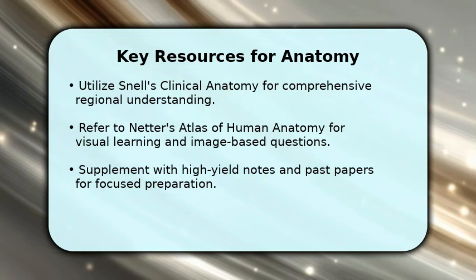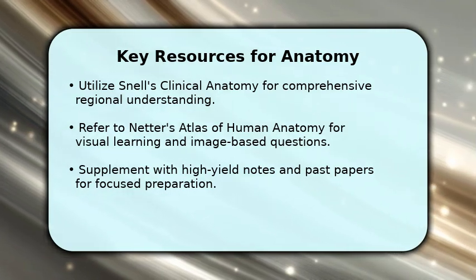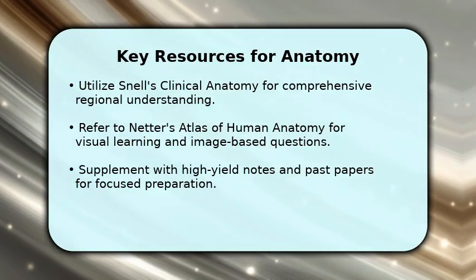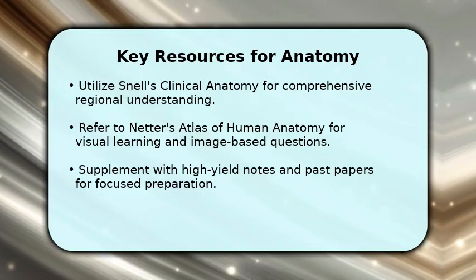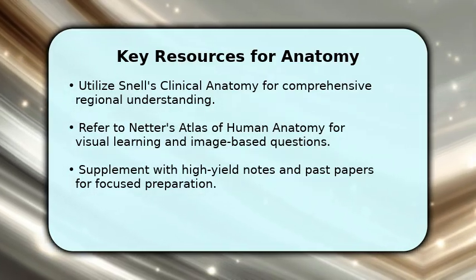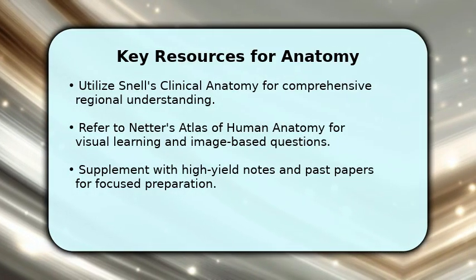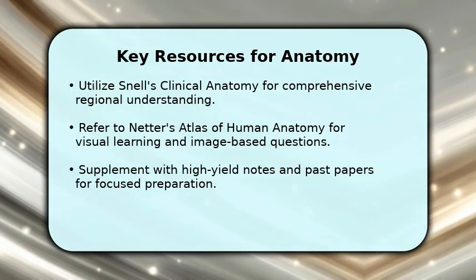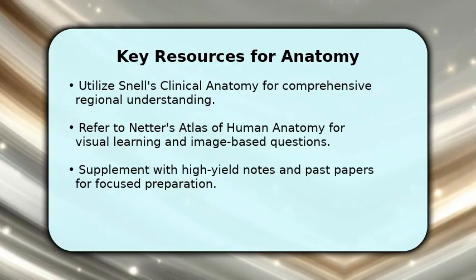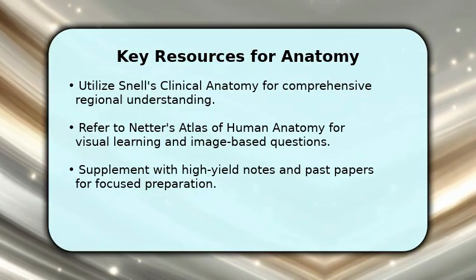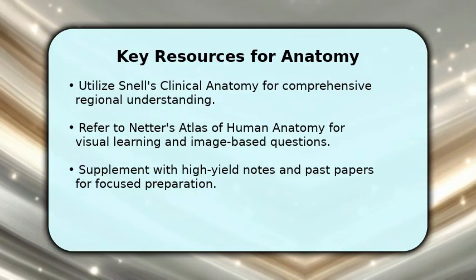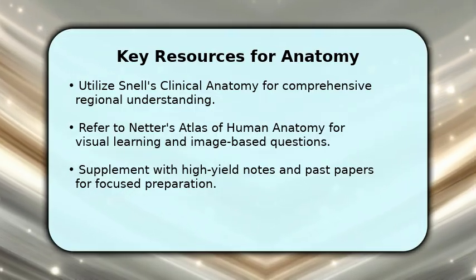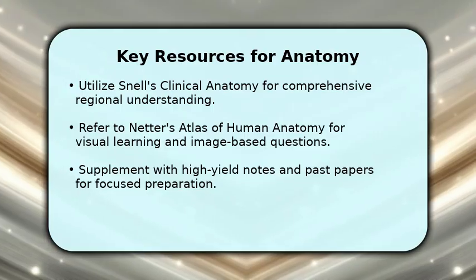Selecting the right resources is paramount for effective anatomy preparation. Snell's Clinical Anatomy by Regions is excellent for detailed understanding, while Netter's Atlas provides invaluable visual aids for image-based questions. High-yield notes and past papers are essential for identifying frequently tested concepts. Additionally, First Aid for USMLE Step 1 offers concise, high-yield information, particularly beneficial for embryology and neuroanatomy topics.